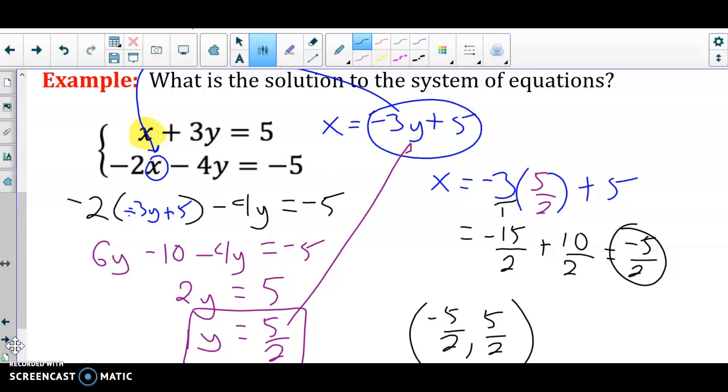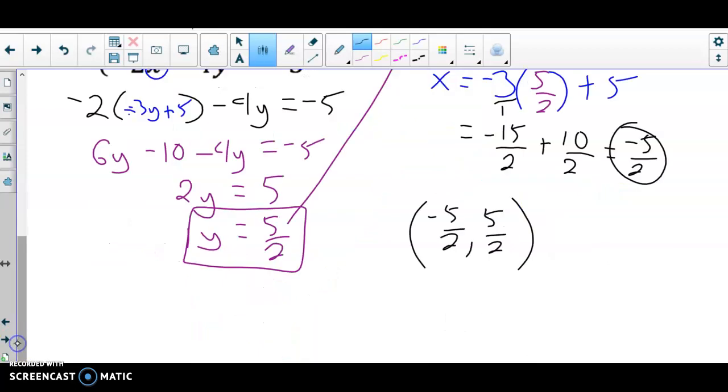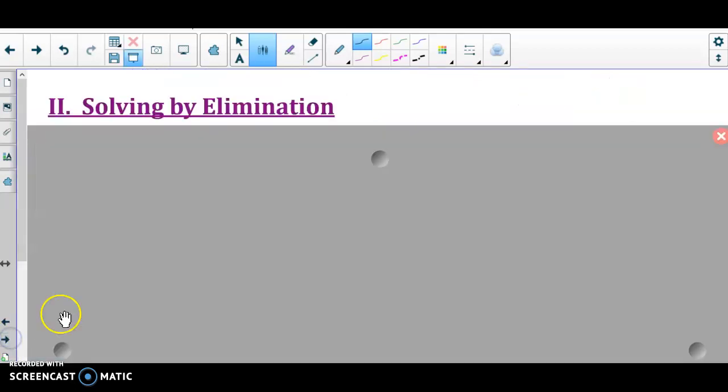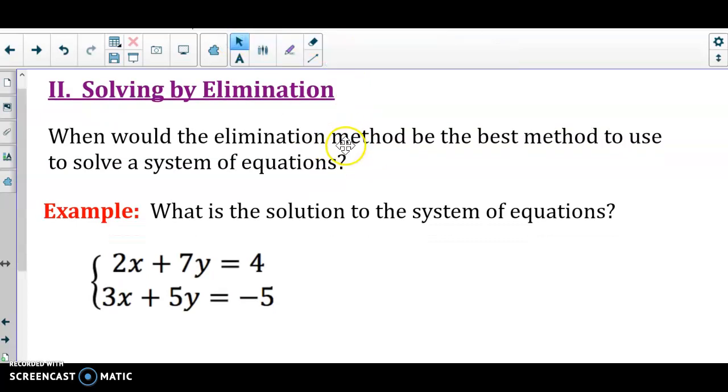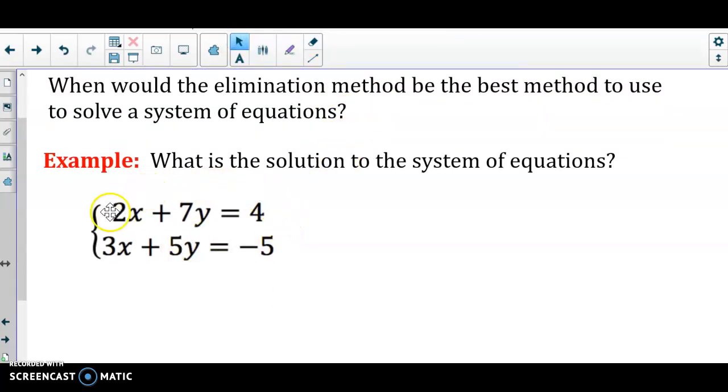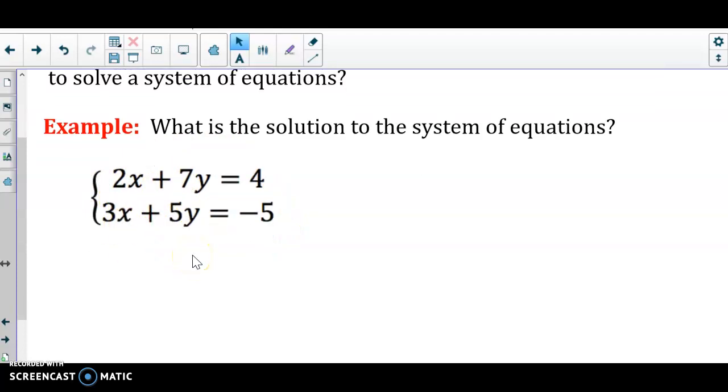Let's take a look at one where you're doing something a little bit different. Let's go to elimination. Again, this is something that you have seen before back in Algebra 1, and let's see what we can do. When would you use the elimination method? When would it be the best way to do it? Honestly, when you've got something like this where you've got leading coefficients that are not 1, probably just going to fall back on trying to use elimination. Well, let's see what we can do here.